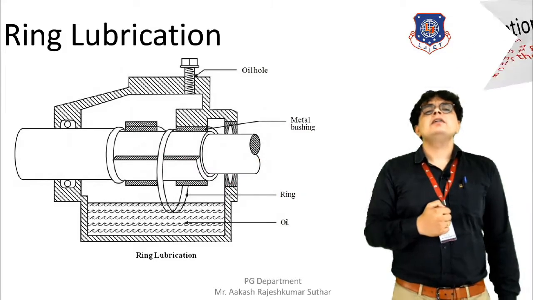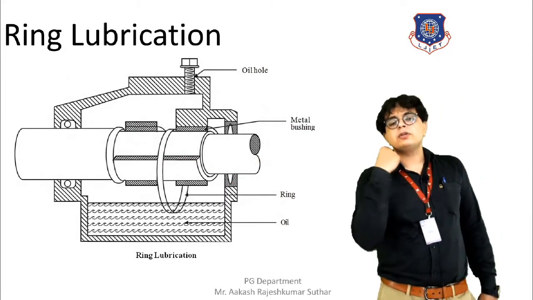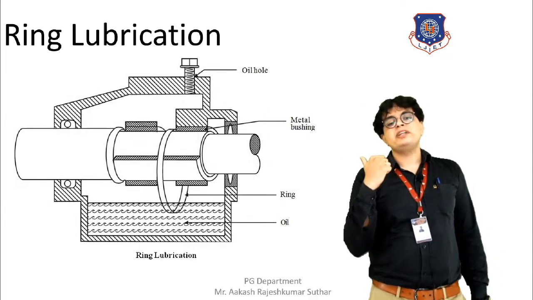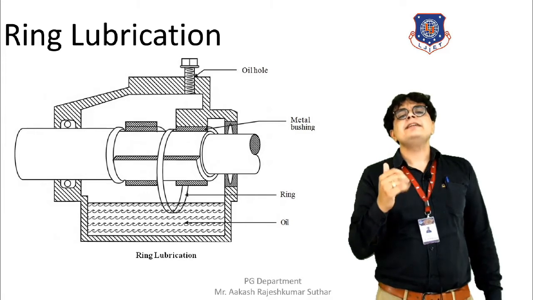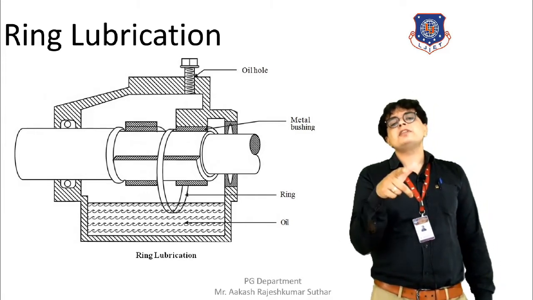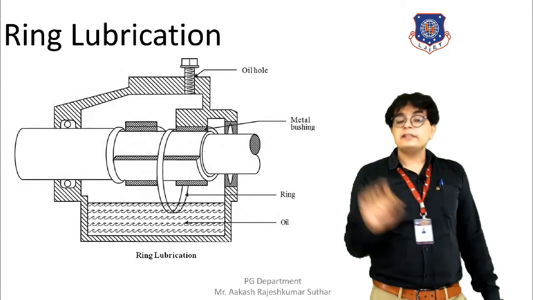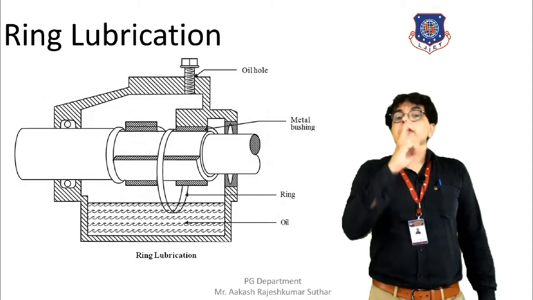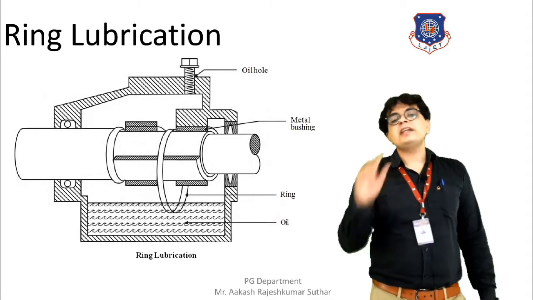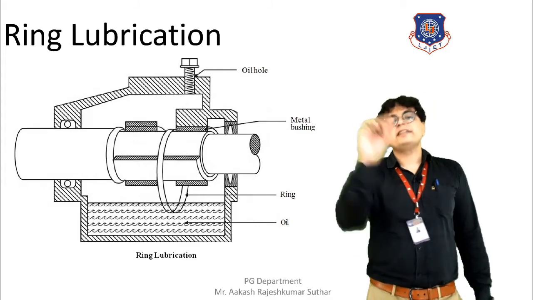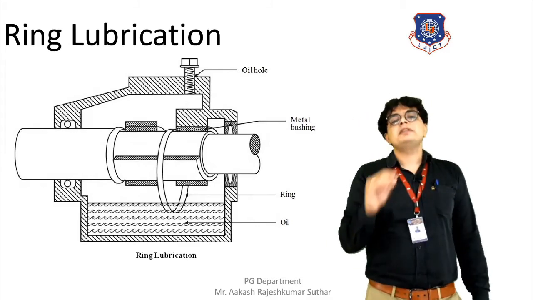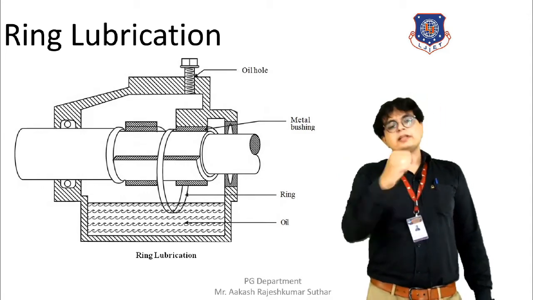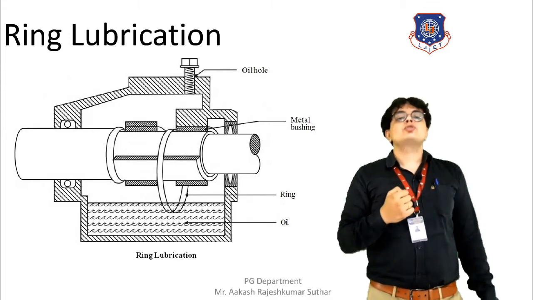Let's have a figure of the ring lubrication. We have a horizontal shaft over which there is a ring, which is quite immersed in the oil reservoir. Because of the rotation of the shaft, the ring will also rotate, and as a result gravitational force will act, and at the same time the centrifugal force will also act. By this, the lubrication will be transferred to the required destination. It will enter into the bearing, and ultimately the bearing will be lubricated. So this is how ring lubrication works.